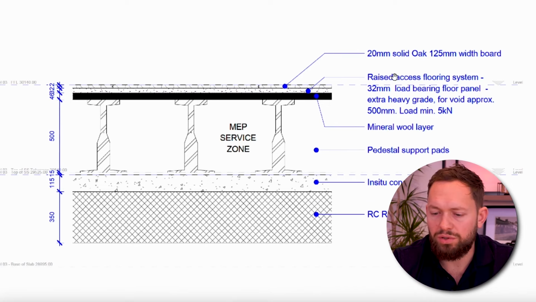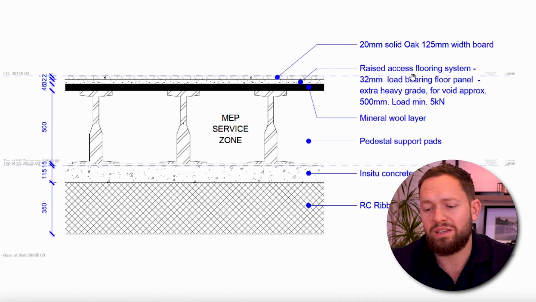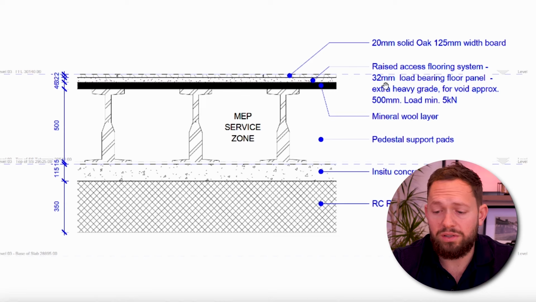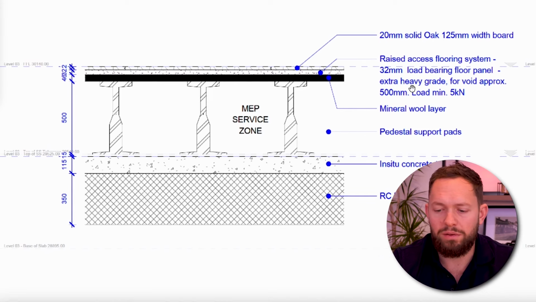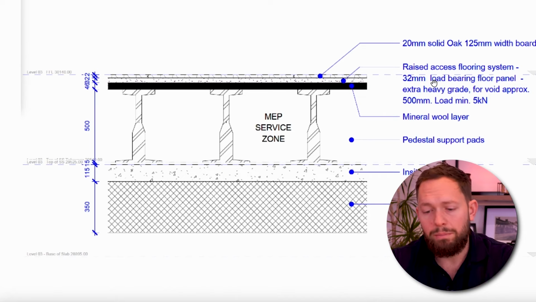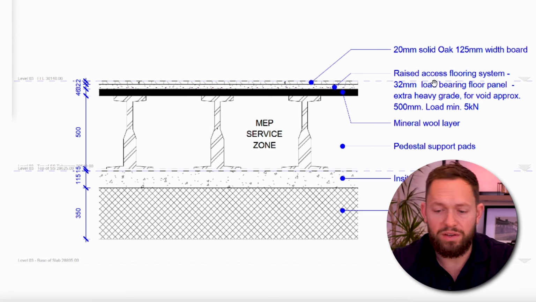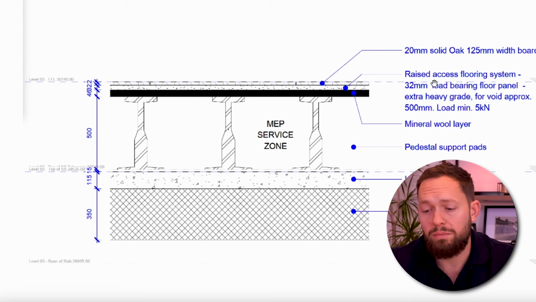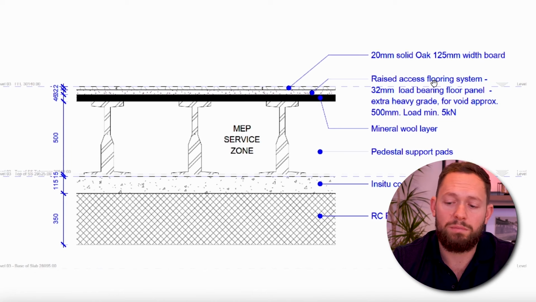And then what's described here again is a raised access floor system, which is 32 mil thick and is described as extra heavy grade. However, in this instance, again, you've got a raised access floor system being used where you would have a continuous finish. So in this case, a 20 mil solid oak, 125 mil width board.